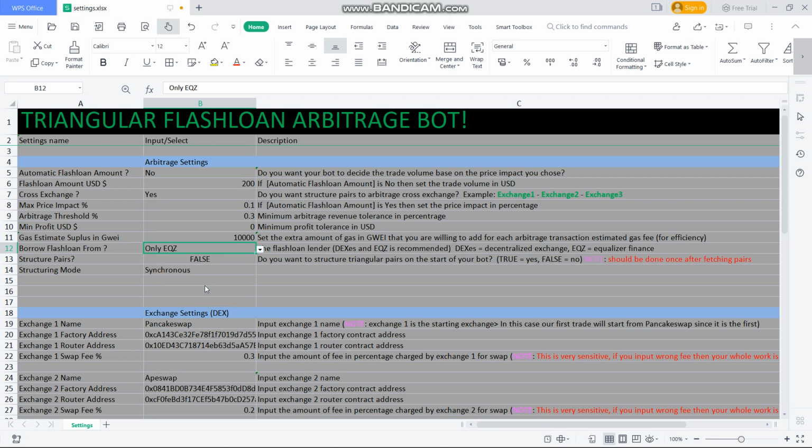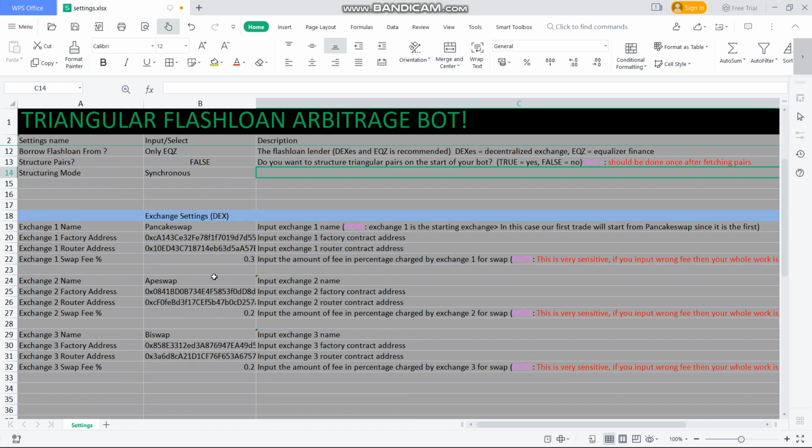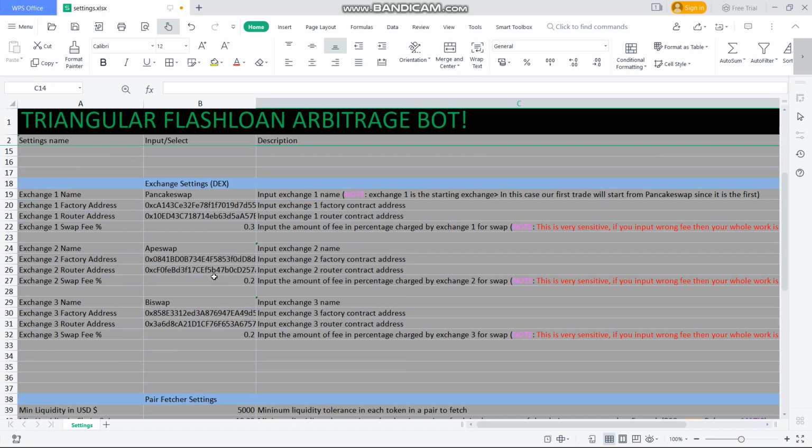If you only borrow from Equalizer Finance, you know you're only going to be trading tokens that start with BUSD, or the triangular pairs that start with BUSD or WBNB. That is it for this. So for the structure pairs, I am going to explain this later on when we get to the point of structuring triangular pairs. And structure mode, I am also going to explain later on. So let's move on to the exchange settings section.